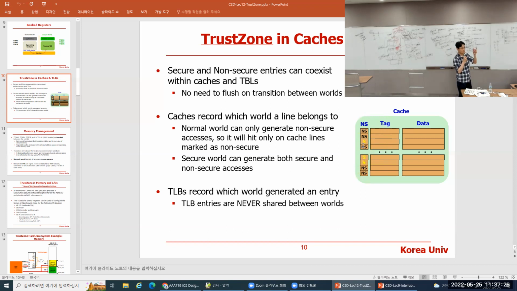Not only cache, but also TLB. TLB is the cache for your page table.